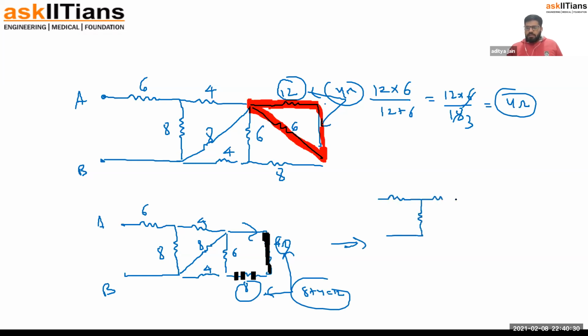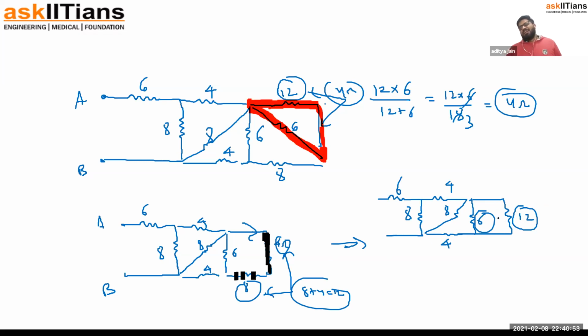I'll do this like this. This is 4, 6, 8, 4, 8, 6, and this 8 and 4 are replaced by a single resistor of 12. Yes or no? Now if you again see, these 12 and 6 are in parallel, yes or no? Much complicated, yeah? But if you go step by step, it will not be much more difficult. So these 12 and 6 are again in parallel.